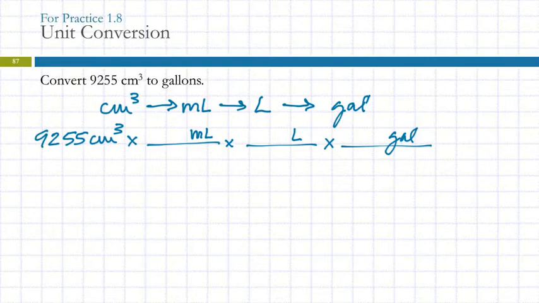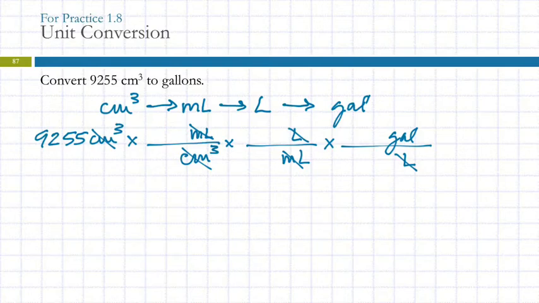I take the previous unit, cubic centimeters, and I'm gonna put that in the denominator so those cancel out. And then I put milliliters down here so those cancel out, and liters down here so those cancel out. Make sure that your units are really doing what you want them to. All the units are taken care of. Now I put in numbers.